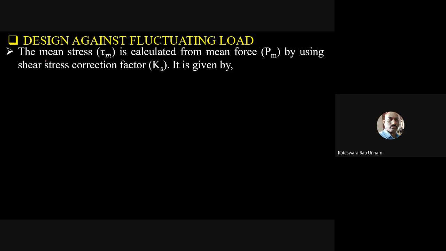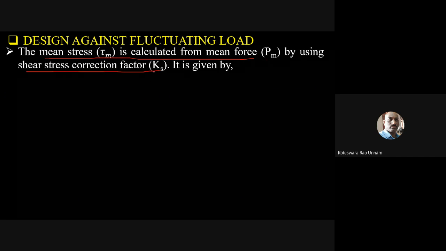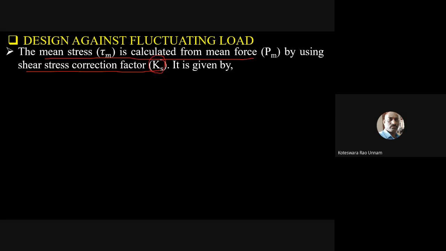Therefore, the mean stress is calculated from the mean force by using the shear correction factor Ks. Here this is an important point. We already discussed this while discussing Ks, Kc and K. Here you need to apply the correction factor for the mean stress only. You have to apply Ks, that is the correction due to direct shear stress only. So while calculating this mean stress, you need to use only Ks.